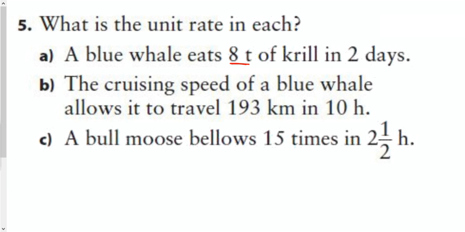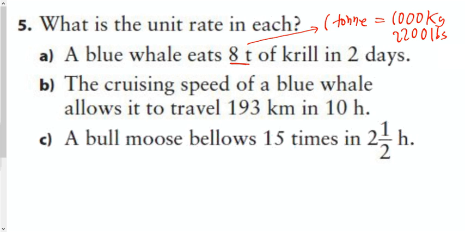And 8 tons, just so you know, 1 ton, a metric ton, is 1,000 kilograms, or approximately 2,200 pounds, right? So that's like 16,000 pounds of krill in 2 days. That's a lot of poundage of krill, each whale.